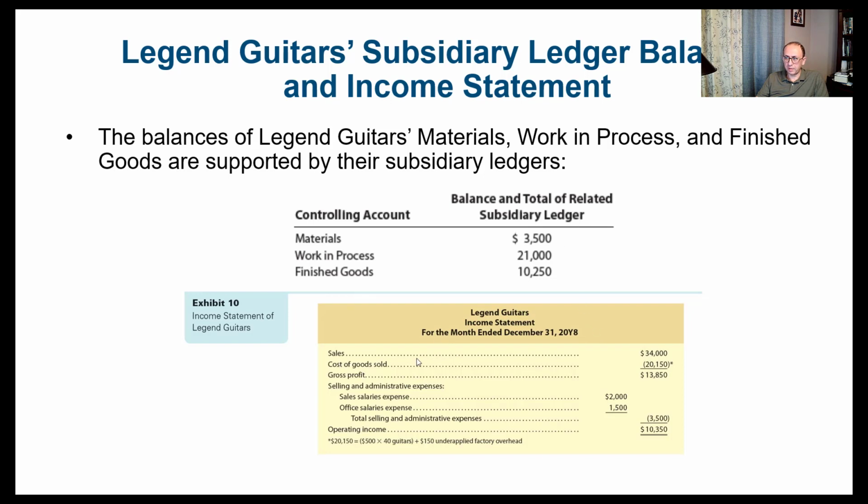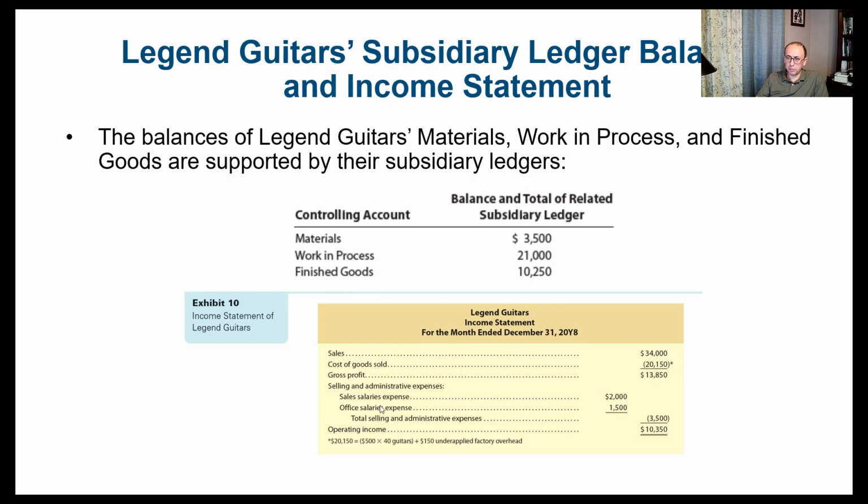On the income statement, we have the sales, $34,000. Cost of goods sold, notice, it's $20,150. Where did we get this $150? This happened because of the underapplied factory overhead. Remember, when we have underapplied, we add it to the cost of goods sold by debiting cost of goods sold. If it's overapplied, we actually subtract it from the cost of goods sold. Or in other words, we credit the cost of goods sold. So in this case, since we have an underapplied factory overhead, we added it to the cost of goods sold. So our total now is $20,150, and that would give us a gross profit of $13,850.